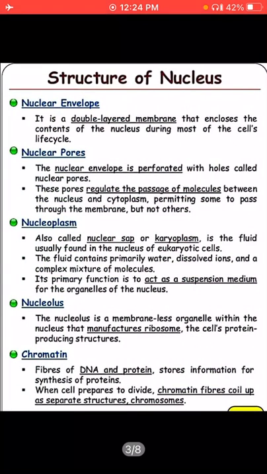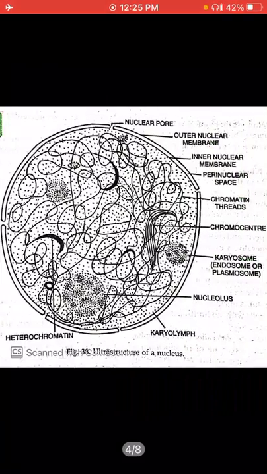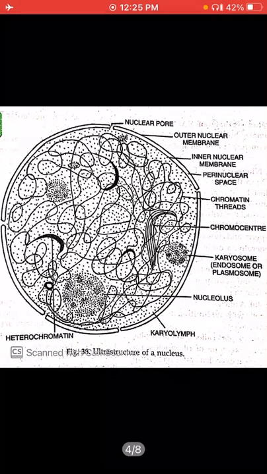Now the structure of the nucleus. The structure of the nucleus is made up of these 5 elements: nuclear envelope, nuclear pore, nucleoplasm, nucleolus and chromatin. Now let's see the ultrastructure of the nucleus. In it we will find nuclear pore, outer nuclear membrane, inner nuclear membrane, perinuclear space, chromatin thread, chromocenters, karyosomes, endosomes or plasmosomes, nucleolus, karyolymph and heterochromatin. These are all the elements present inside the nucleus.